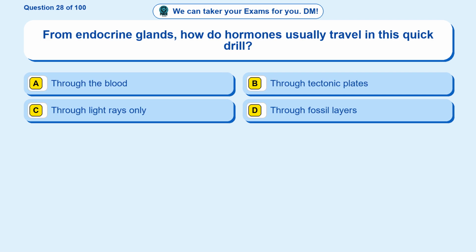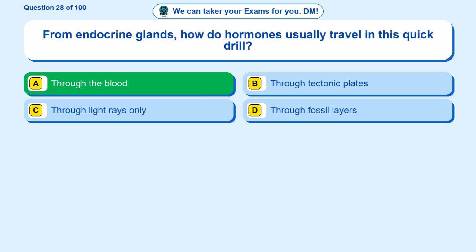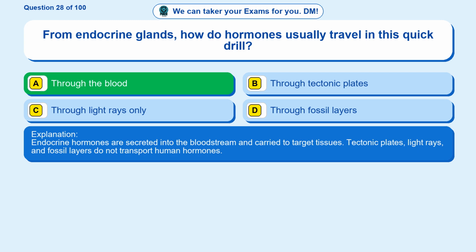Question 28. From endocrine glands, how do hormones usually travel in this quick drill? Option A. Through the blood. Option B. Through tectonic plates. Option C. Through light rays only. Option D. Through fossil layers. The correct answer is option A. Through the blood. Endocrine hormones are secreted into the bloodstream and carried to target tissues. Tectonic plates, light rays, and fossil layers do not transport human hormones.